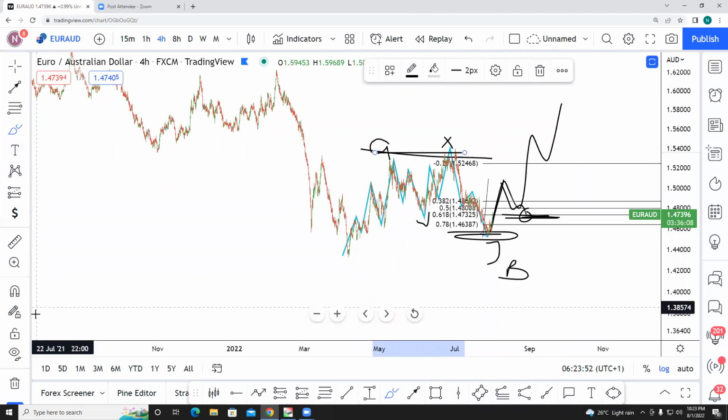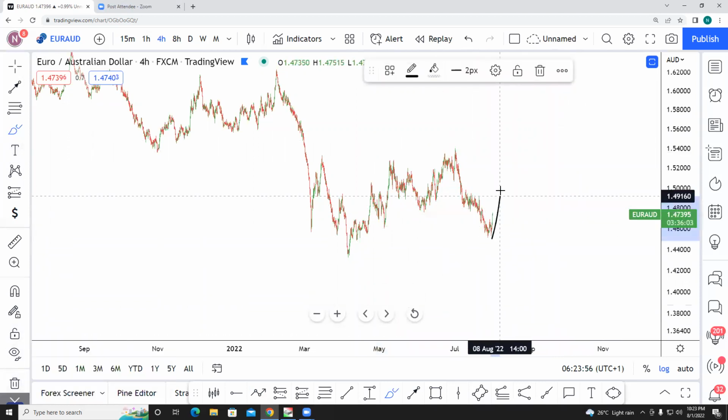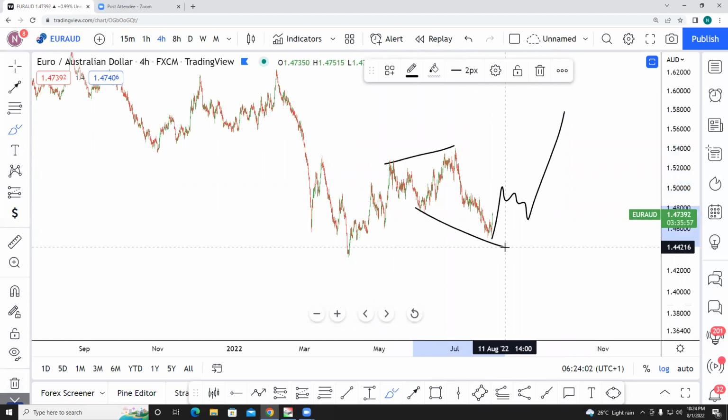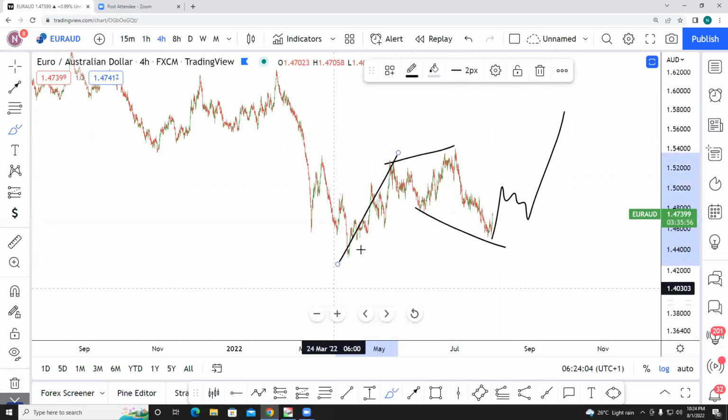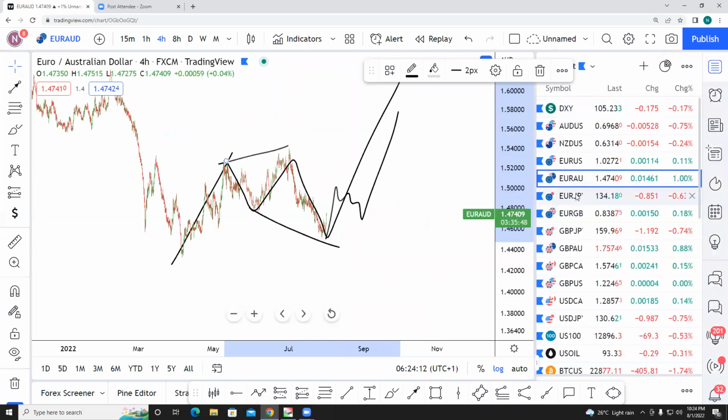And only patience, guys, can get you there. Impulse, corrective structure, upside, as a completion of this wave. Impulse here, 1, 2, 3, continuation here. All right. So let's go to the next pair.